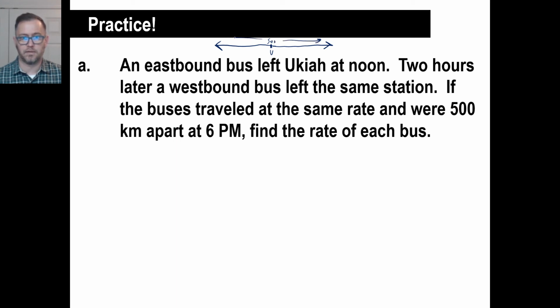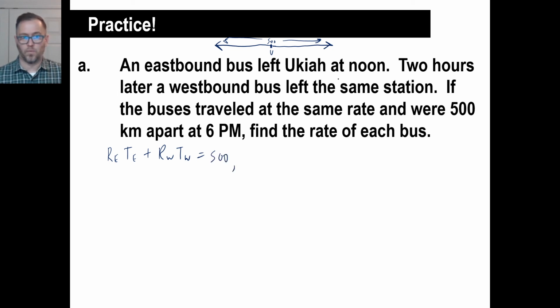That's key. All right, so your first equation needs to be, you have two distances, and together the two distances equal 500. So just call it E and W. The distance of the E plus the distance of the W equals 500. Okay, that's the first one.